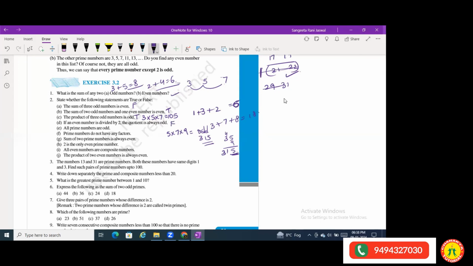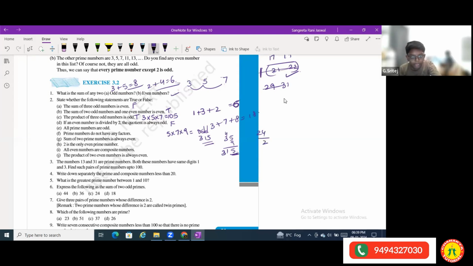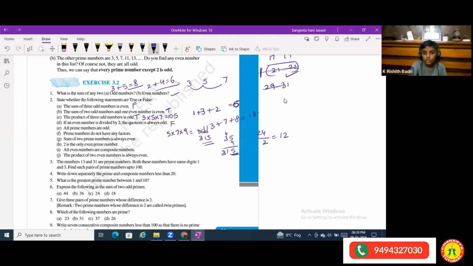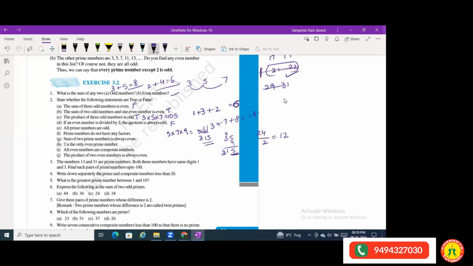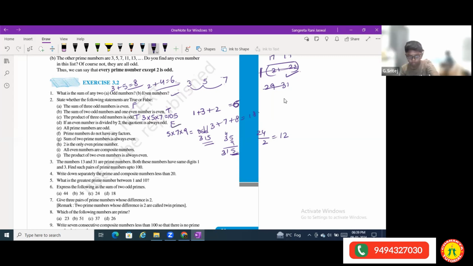If an even number is divided by 2, how can the quotient be odd? Ma'am, for example, if we take 6 divided by 2, it's 3. And 4 divided by 2 is equal to 2, so it's even. So it might be. But the answer is false. It's not always.